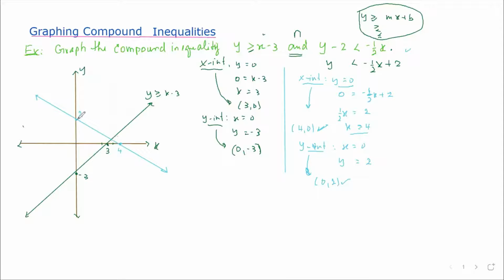This one is the y-intercept, and this is the x-intercept for this graph. So you label it. This one belongs to this one. So you write down y less than -1/2x plus 2. But again, this one has no equal sign underneath, right? So this one has to be a dotted line.